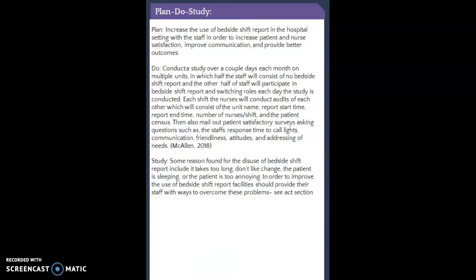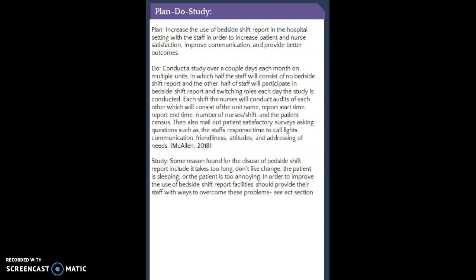The next section that I have is my Plan, Do, and Study part of the Plan, Do, Study, Act portion. So plan. The plan is to increase the use of bedside shift report in the hospital setting with the staff in order to increase patient and nurse satisfaction, improve communication, and provide better outcomes. Do. Conduct a study over a couple days each month on multiple units in which half the staff will consist of no bedside shift report and the other half of the staff will participate in the use of bedside shift report, and then switch roles each day the study is conducted.